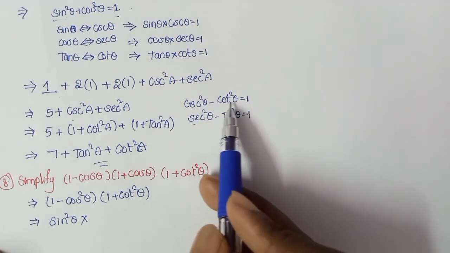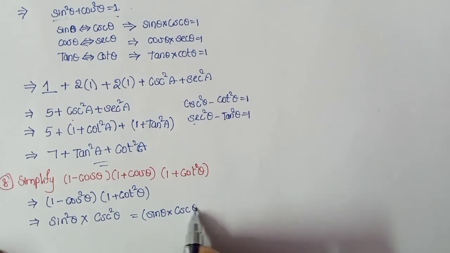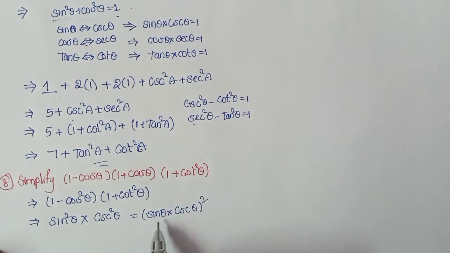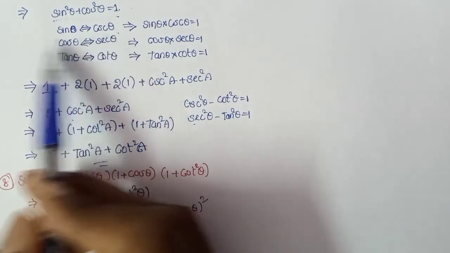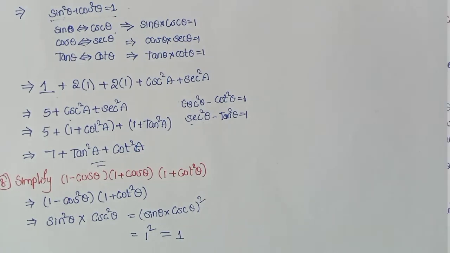1 plus cot square theta is what? If you bring this cot term to that side, you are remaining with cosec square theta. Here a square into b square we can write as (ab) whole square. So (sin theta into cosec theta) whole square. Sin theta and cosec theta are in a reciprocal relationship, so sin theta into cosec theta is equal to 1. So it is 1 square, which is equal to 1. This is the answer. We'll see the next problem.